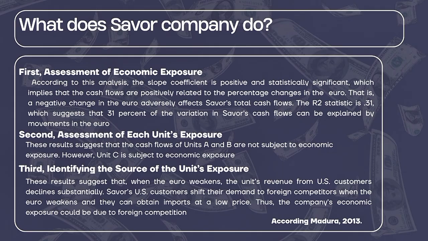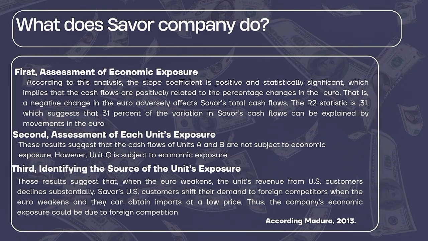Third, identifying the source of the unit's exposure. Now that Sever has determined that one unit is the cause of the exposure, it can pinpoint the characteristic of that unit that caused the exposure. Sever believes that the key components that affect unit C cash flow are income statement items such as its US sales. This result suggests that when the euro weakens, the unit's revenue from US customers declines substantially. Several US customers shift their demand to foreign competitors. It can obtain imports at a low price. Thus, the company's economic exposure could be due to foreign competition.